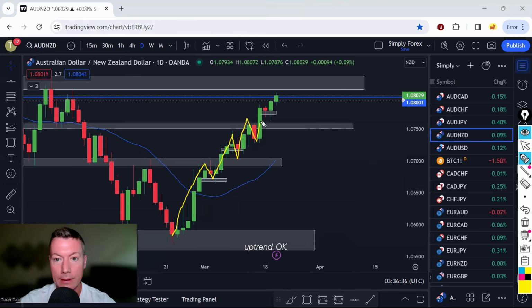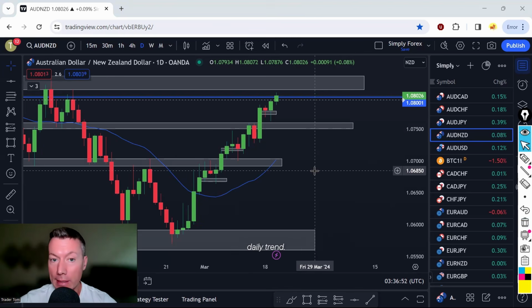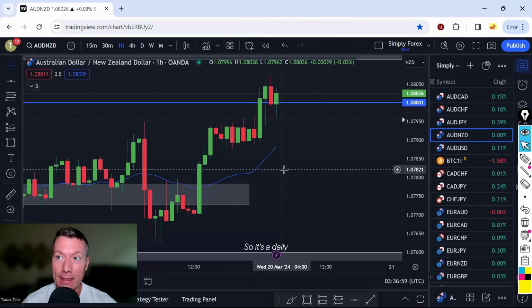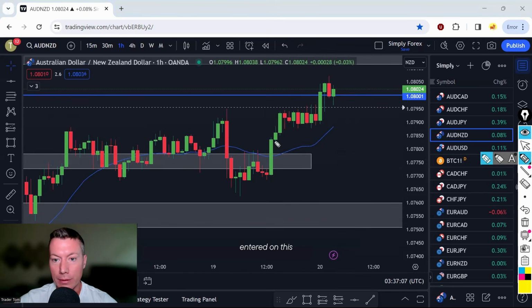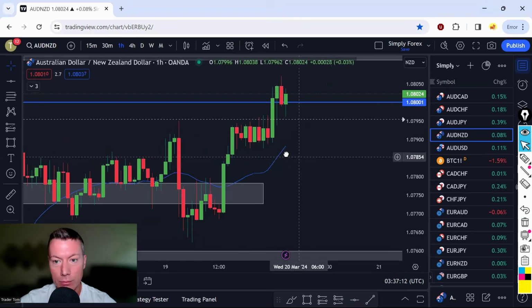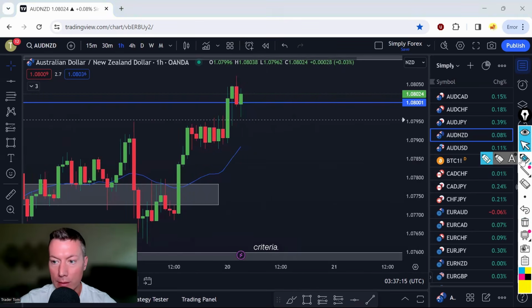We're in an uptrend. We've got nice bullish candles, even this wick, and there was room to move into. This was my first target, this blue line. So we need to be with the daily trend. Now the entry time frame is the H1, so it's a daily with H1 entry, and I actually entered on this candle here. So why did I enter on this candle? Let me just go through the criteria.